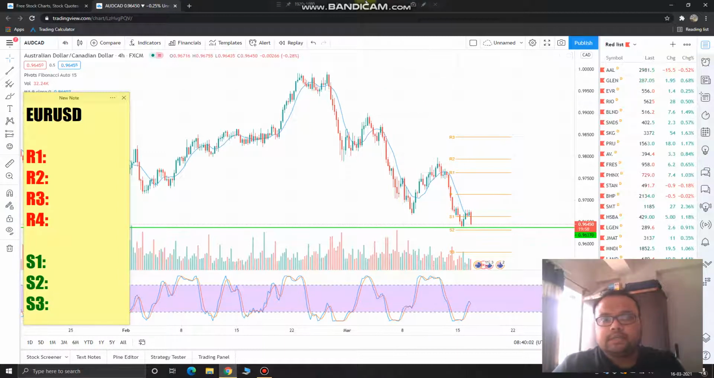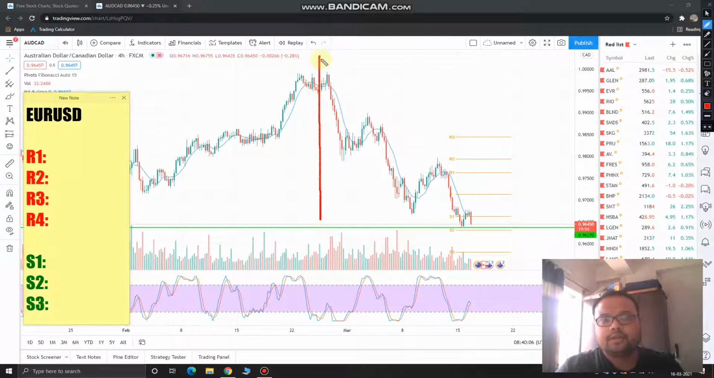So if you see this portion, okay, then there is no doubt that market is in severe downtrend. Okay, so in a market like this, our strategy is simple, or our strategy should be simple. Look for the area of value and then short the market.